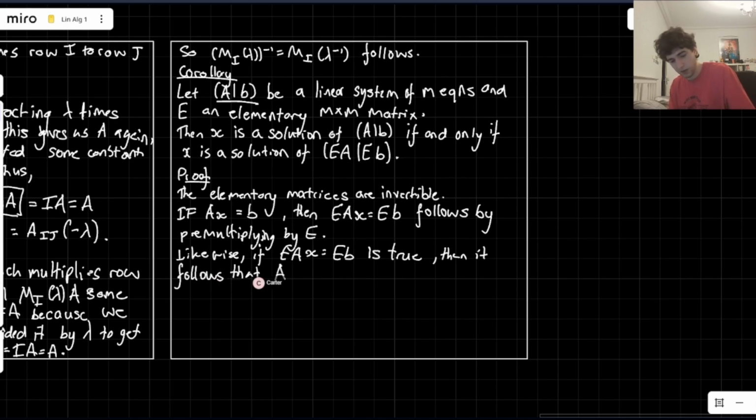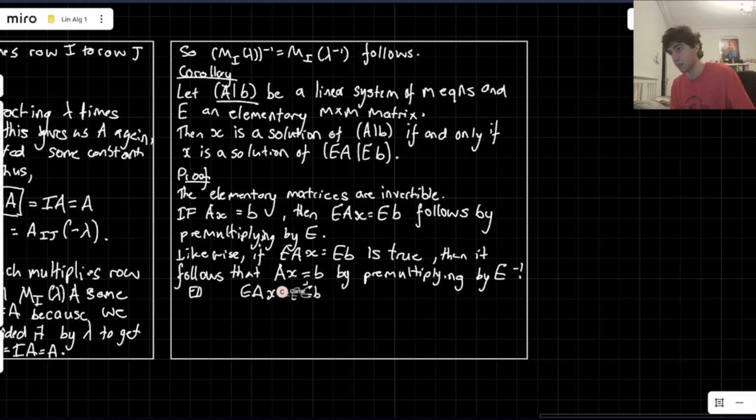And this is very simple now that we know that elementary matrices are invertible, because we just pre-multiply both sides by E to the power of -1, since all elementary matrices are invertible, so we'll always be able to do that. So if you have EAx equal to Eb, and I pre-multiply both sides by E to the -1, I'm going to have something like this. And E to the -1 times E, by definition of the inverse, gives you the identity matrix I on both sides, so you get IAx is equal to Ib. And the identity matrix multiplied by anything just gives you that thing right back. So you're just going to have Ax is equal to b, which is exactly what we want.